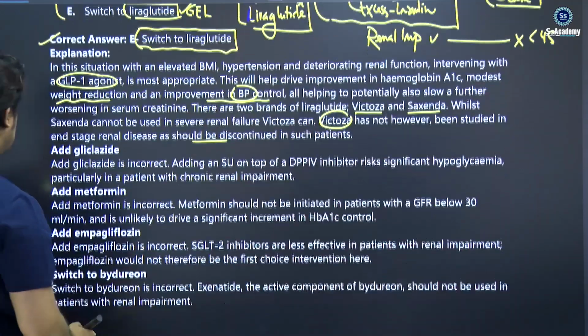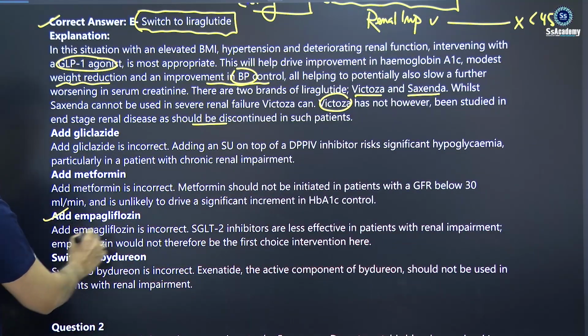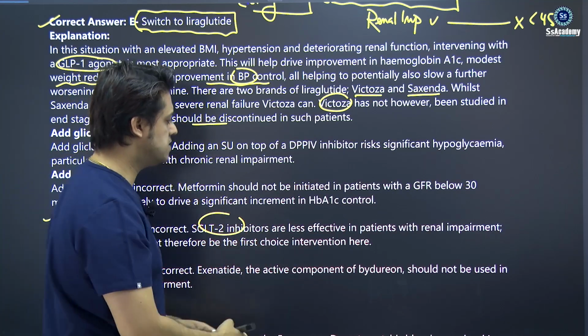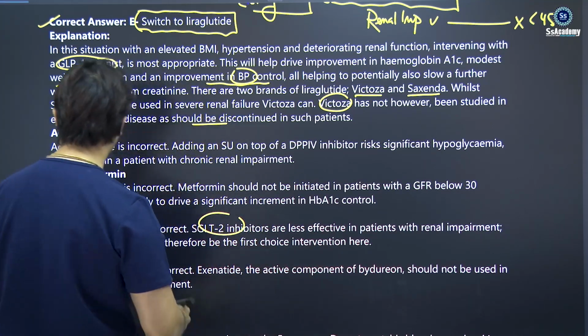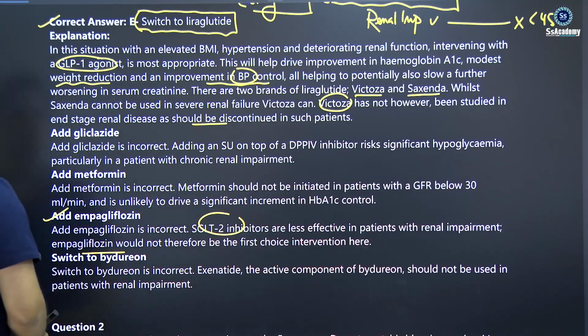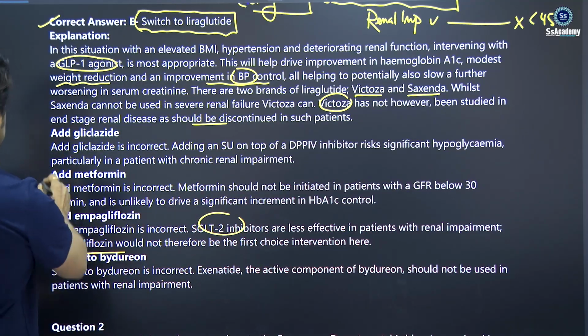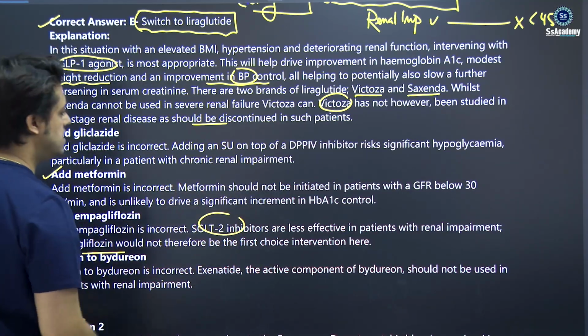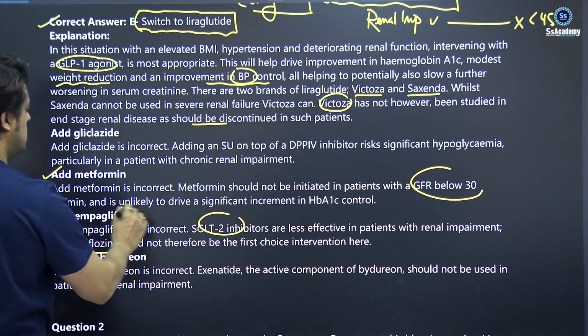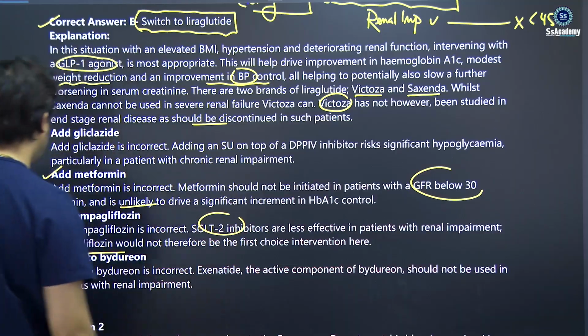Other options are written here. Adding empagliflozin is incorrect. The SGLT type 2 inhibitors are less effective in patients with renal impairment, and empagliflozin would therefore not be the first choice. And regarding metformin, we are not using it in renal impairment. Once again, you cannot initiate it when the eGFR is below 30, and it is unlikely to drive a significant improvement in HbA1c control.